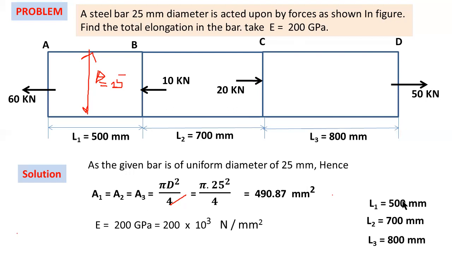Here the area and the lengths both are in mm. So you have to convert this Young's modulus into mm. 1 gigapascal equals 10 power 3 megapascal, and 1 megapascal equals 1 Newton per mm square. So 10 power 3 Newton per mm square is equal to 1 gigapascal. So the Young's modulus value equals 200 into 10 power 3 Newton per mm square.